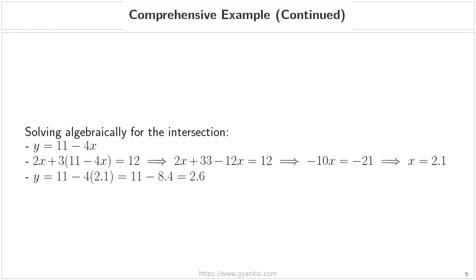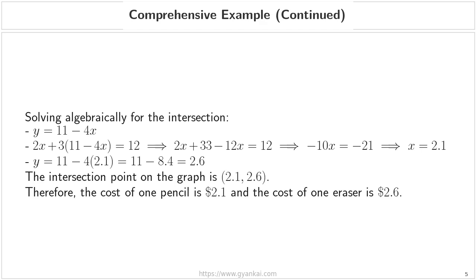Now that we have the value for x, let's find y. We'll go back to our rearranged equation. y equals 11 minus 4 times 2.1. Since 4 times 2.1 is 8.4, we have 11 minus 8.4, which leaves us with y equals 2.6. This confirms that the exact intersection point on our graph is (2.1, 2.6).